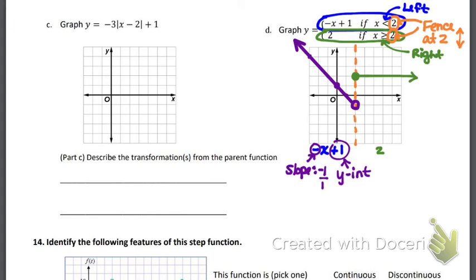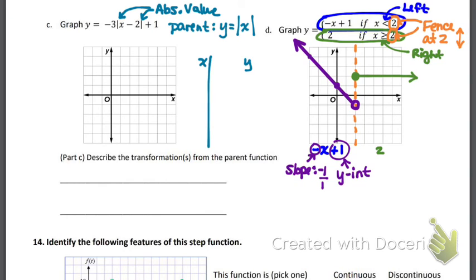I'll see how far I can get on part C. What kind of function is part C? Yeah. I've got those bars on either side. This is an absolute value. The parent for an absolute value is y equals absolute value of x. I'm going to start with this idea right here. I'm going to make a table for my parent, and then I'm going to use that with the transformation to figure out where this graph lives.